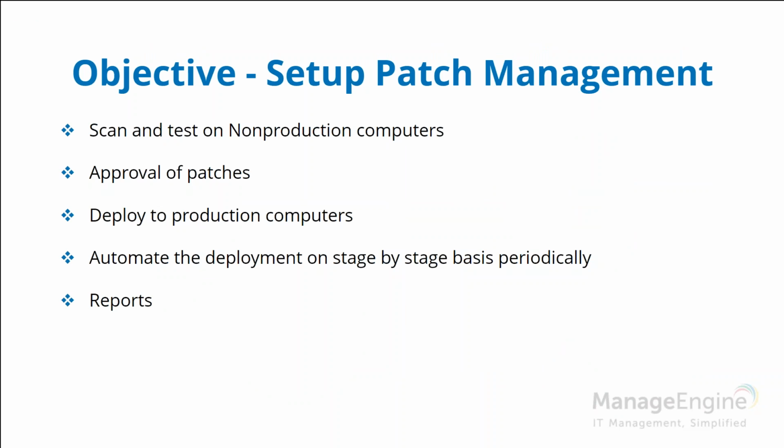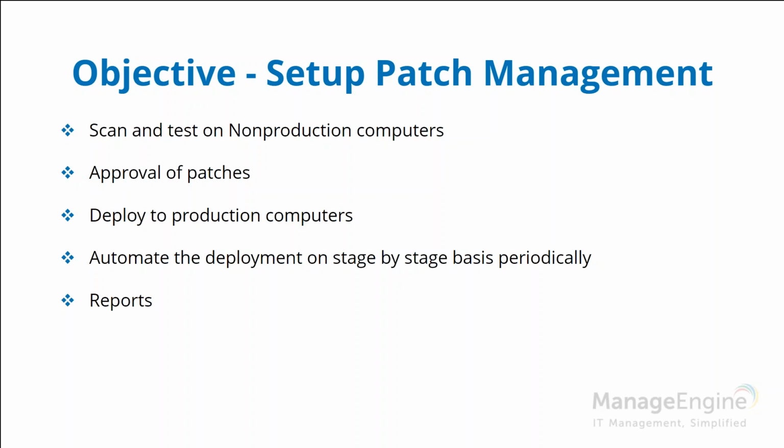All right, next comes the objective for the patch management. So I want to set up my patch management using Desktop Central, and what are the points it involves or I need to ensure. So I've listed out the objectives on that. First and foremost is scan and test on non-production machines. So I need to ensure that the scanning is performed and we are testing those patches on my lab machines. Once the testing is completed, then I need to approve the patches based on the test results and then deploy those patches to the production machines.